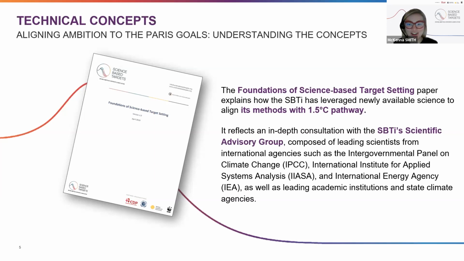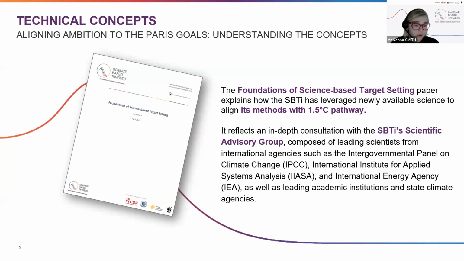Right, so ever since the IPCC released the report on warming of 1.5C, the Science Based Targets Initiative has done away with companies setting only 2C targets and has a minimum requirement of well below 2C and 1.5C for scope 1 and 2 targets. Our Foundations of Science-Based Target Setting paper explains how the Science Based Targets Initiative has used newly available science to align its methods with the 1.5C pathway. And as more science comes out, the documents are updated accordingly.